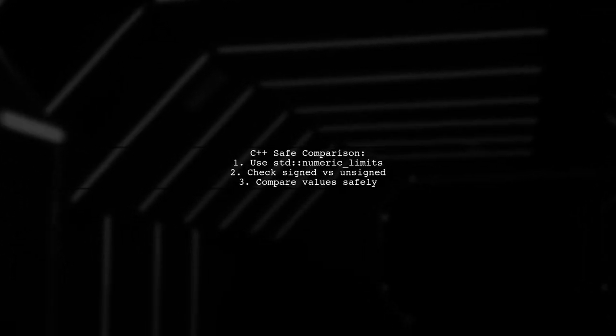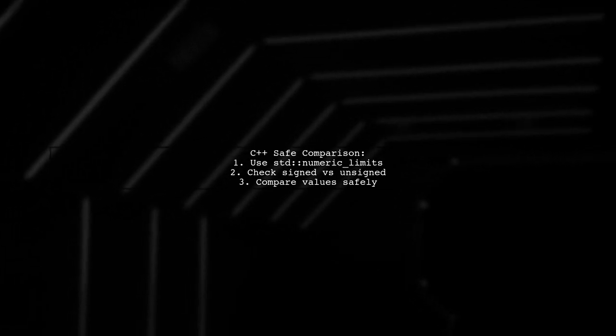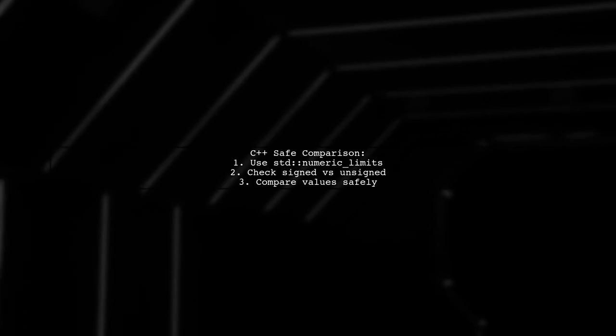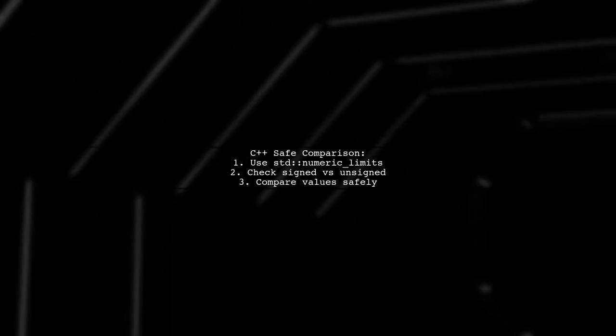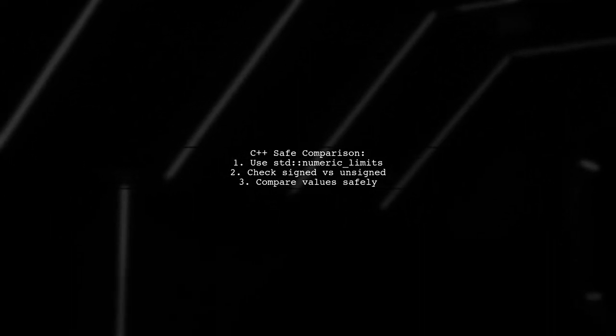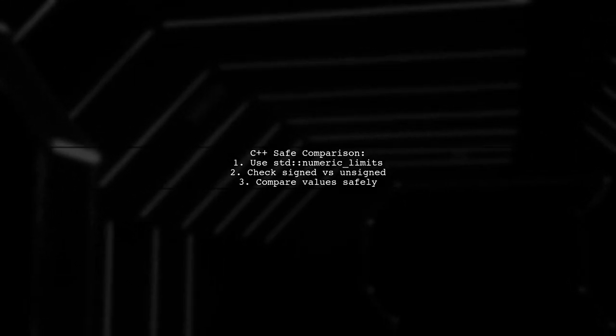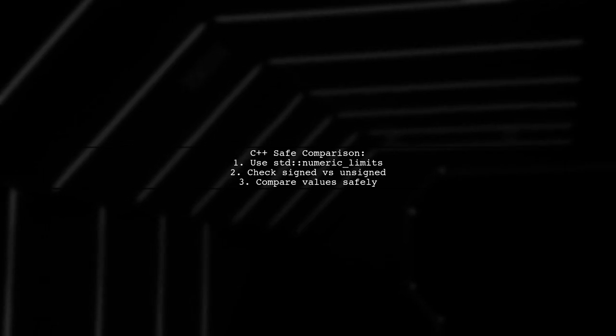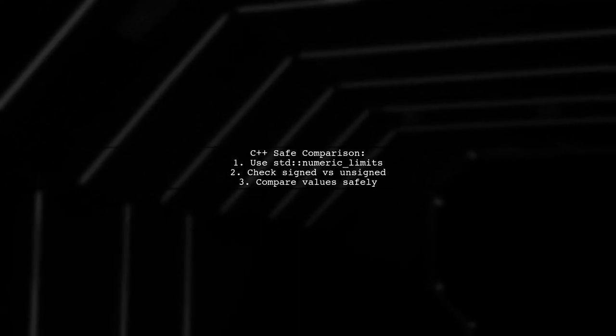In C++, you can use a safe comparison template that utilizes numeric limits to handle different integer types safely. This template checks if both types are signed or unsigned and compares them accordingly. The provided code includes a safe GT function that implements this logic. It ensures correct comparisons between signed and unsigned integers with assertions to test its functionality.